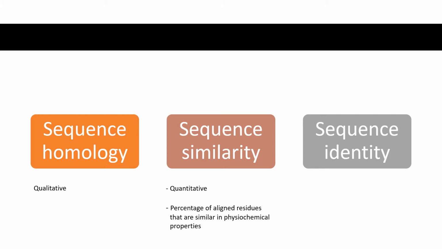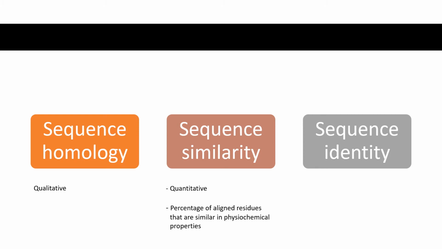What do we mean by a qualitative term? Suppose there are two sequences, they can be either homologous or non-homologous. We cannot say that two sequences are 40% homologous, or that these two sequences are 70% homologous, right? Either the sequences are homologous or they are non-homologous. Just like we can say that two persons can be brothers or they are not brothers, right?